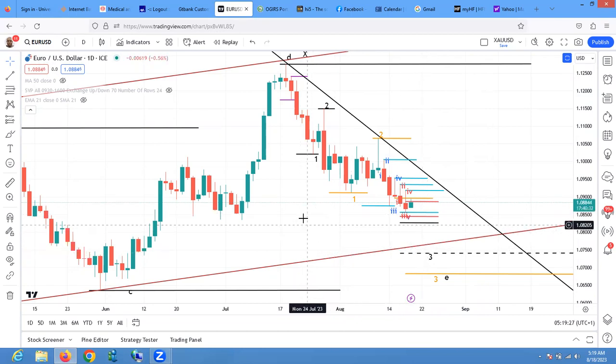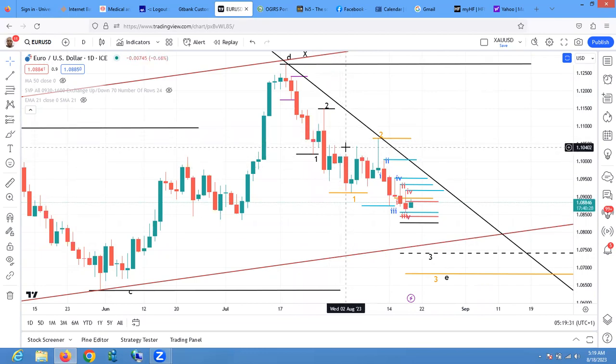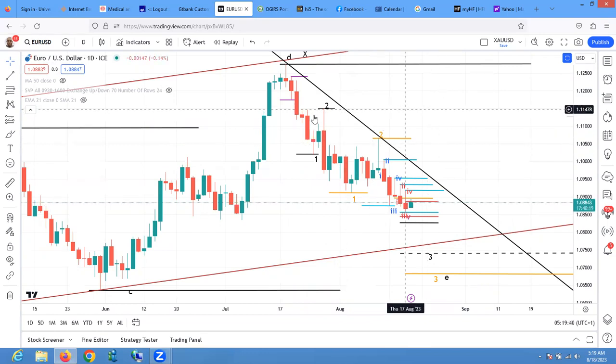Now, going to the inside degree of wave 3, because that is where it's been very, very much corrective and very time consuming. Now the way 1 did 5 waves and 2 did 3 waves, we expect the same here also, because I'm now beginning to label wave 3, which is the longest, as 1 and 2 in the golden yellow.